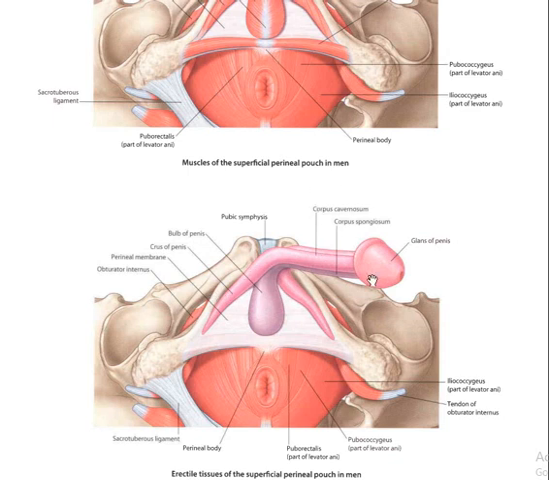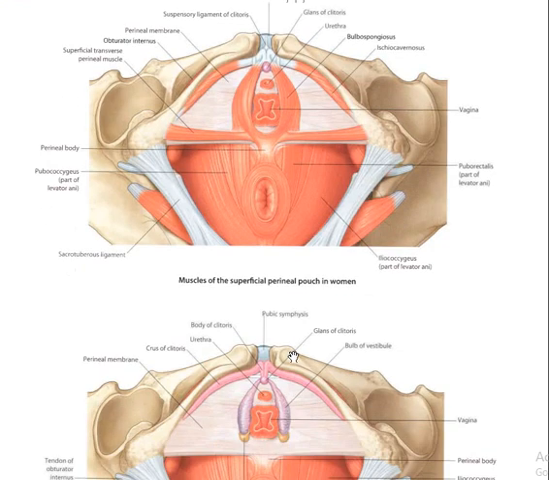Anterior portion of the bulb of the penis, you have the corpus spongiosum, and the corpus spongiosum is the one forming the glans of the penis. This is what you can visualize from this superficial perineal pouch.